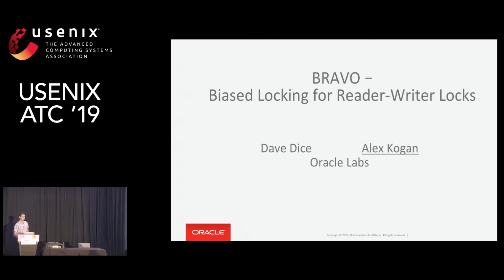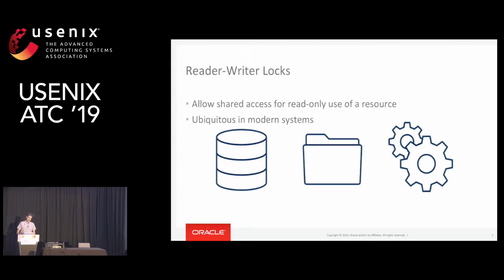So I'm going to talk about a common problem in ReaderWriter Locks, which is the scalability of those locks in the presence of multiple readers. A ReaderWriter lock is a synchronization primitive for controlling access by multiple threads to a shared resource. These locks allow shared access for read-only use of a resource, while write operations access the resource exclusively. Those locks are common in modern systems, ranging from databases and key value stores to file systems and operating system kernels.